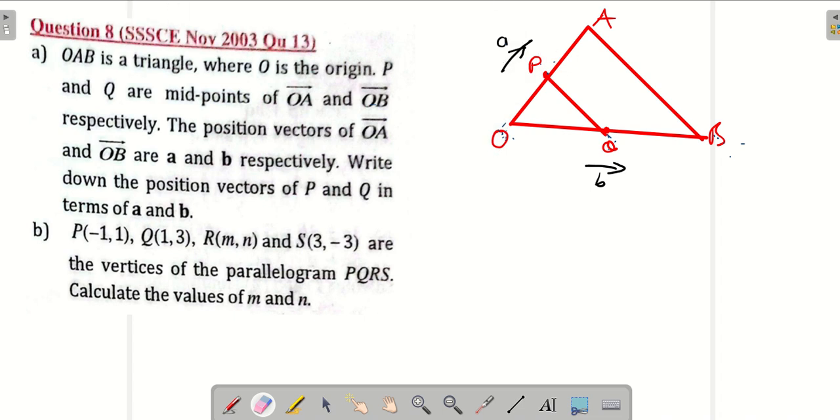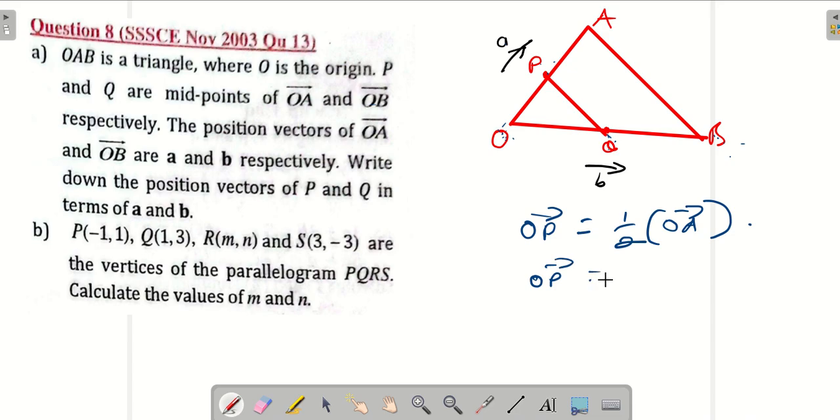So here we can just go ahead and find OP. We know that OP is equal to half of what? O what? Then what is the unit vector of OA? It is A. So we have OP should be equal to half A. But remember that OP is the same as P. So P is equal to half A.